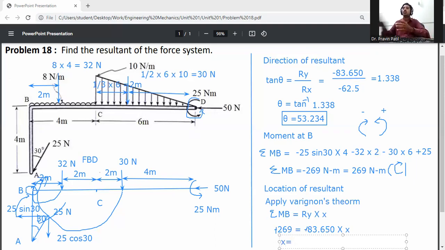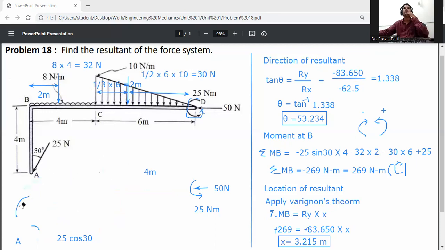269 divided by 83.650, which will be 3.215 meter. This is now the location of the resultant. It is measured from A to B, then B to D.